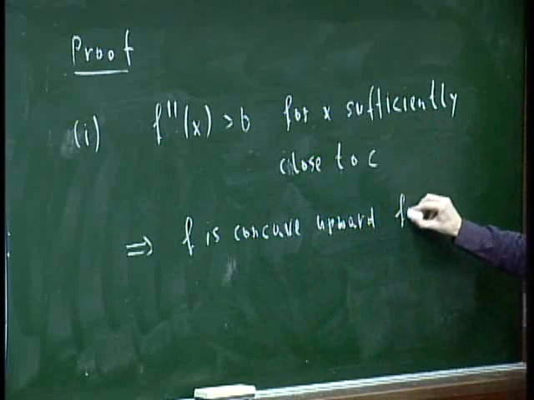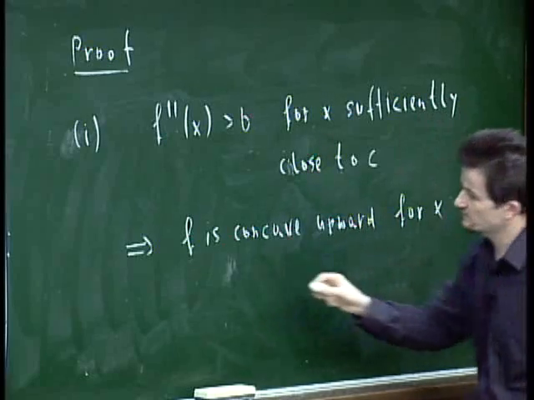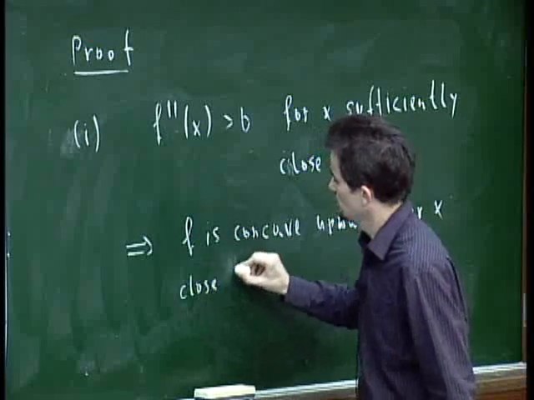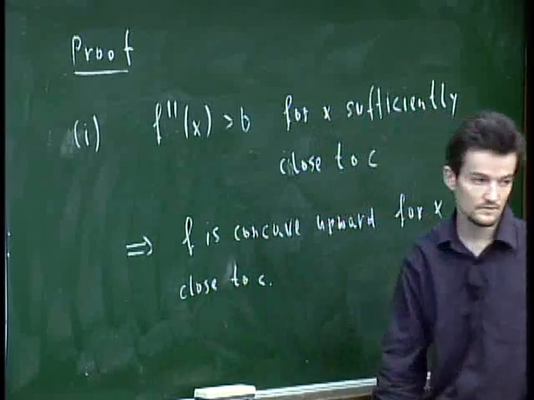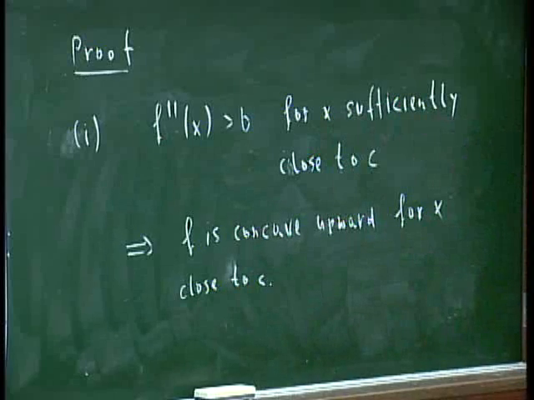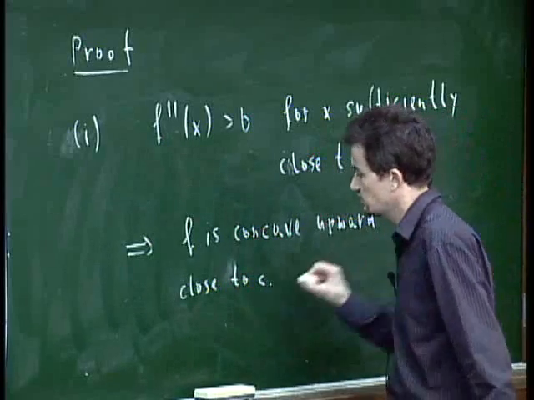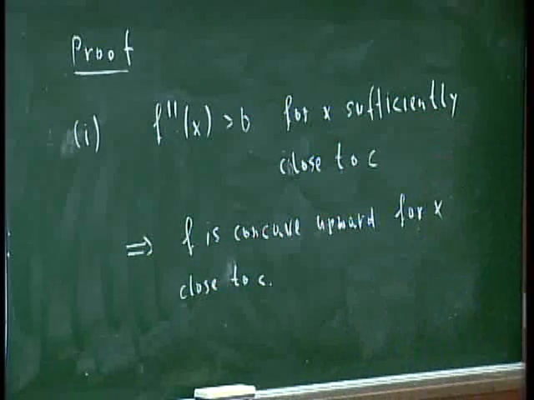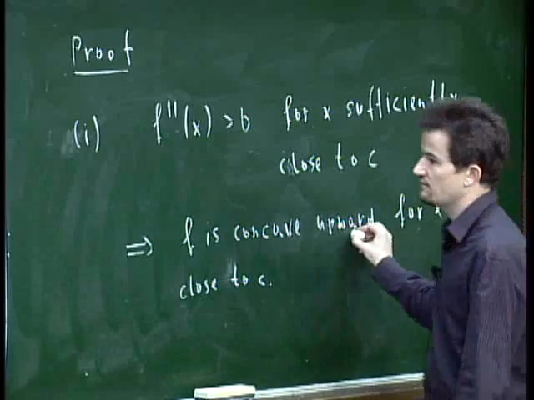Again, for all x close to c. What I mean here by x close to c is that there exists an interval around c, containing c, where the function is concave upward.